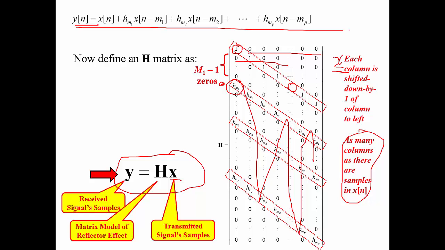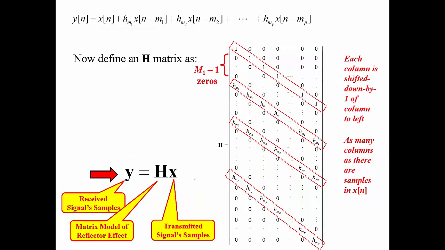So H, the matrix H, is a model of the reflectors' effect. And if you look at this H matrix, I think you can see that, for almost every setup, this thing is going to have all linearly independent columns just because of the way this thing is made. You start with a column and you shift it down, shift it down, shift it down. Unless some of these little h's have special relationships, the chance of this thing having non-independent columns is virtually 0.